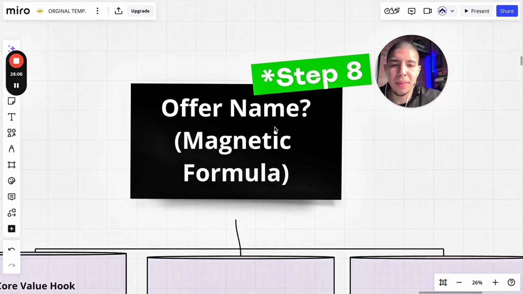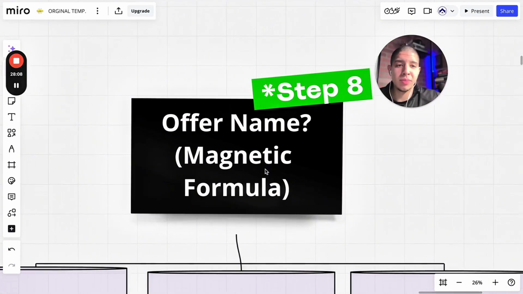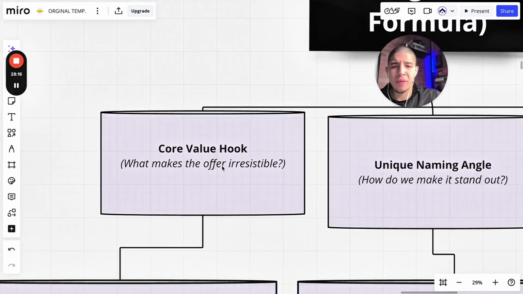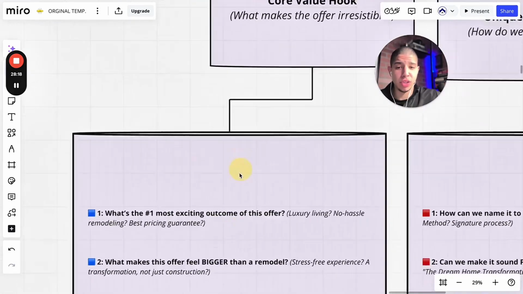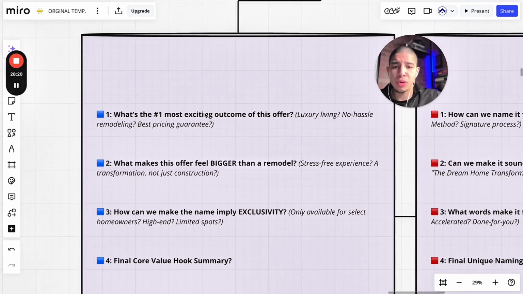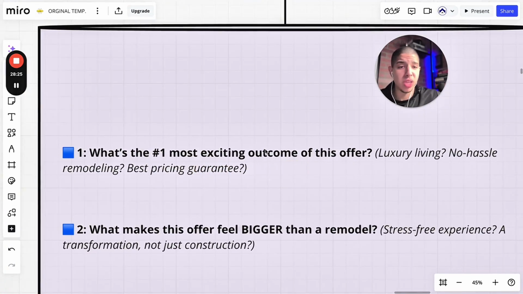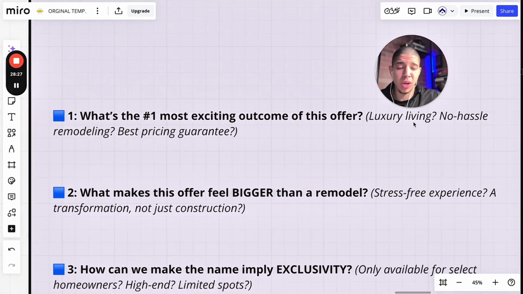Offer name, magnetic marketing formula, right? This is how we're going to bundle it all up in a name, in a phrase. Core value hook. What makes the offer irresistible? Well, what's the number 1 most exciting outcome of this offer? Is it luxury living, no hassle remodeling, best pricing guarantee? And by the way, whatever you choose is what you're going to attract, the type of client.